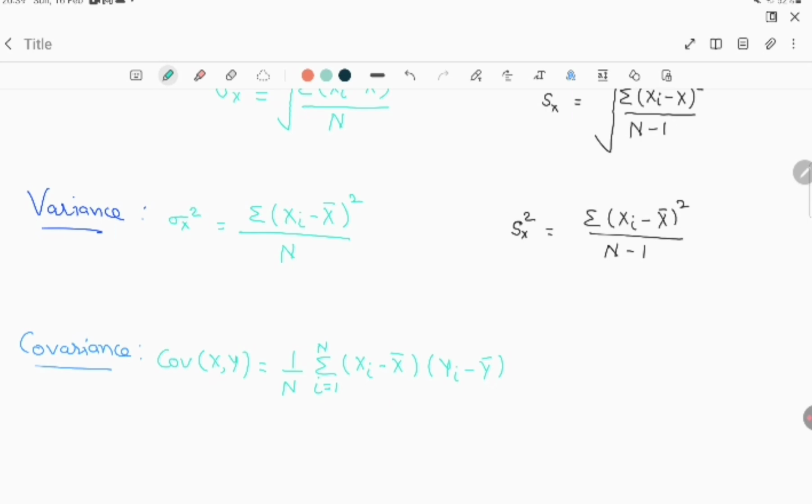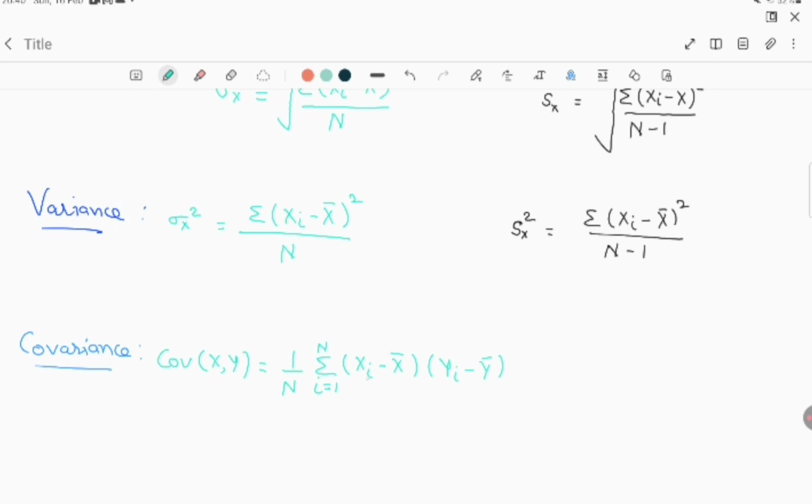Here we are not taking the square of the deviation, because we want to see the directional change between two variables. If we square the deviation, then we get only positive relations between two variables. That's why we are ignoring the square of deviation here.